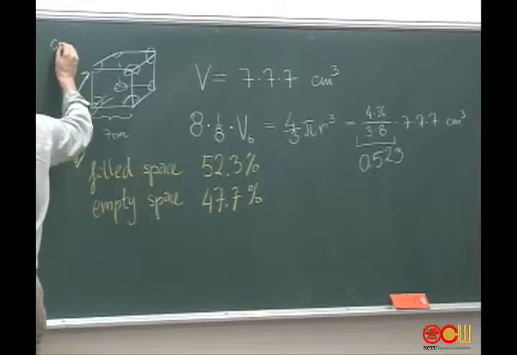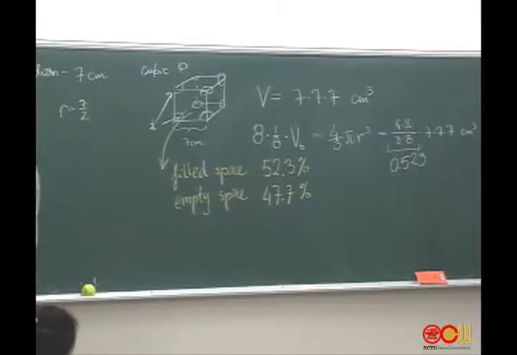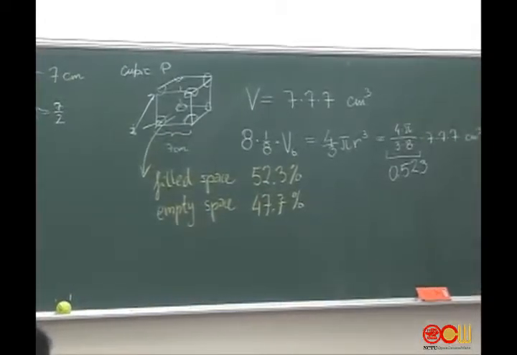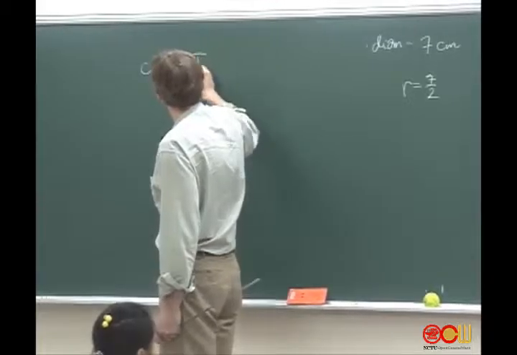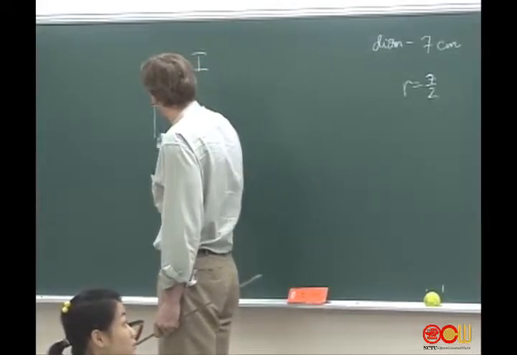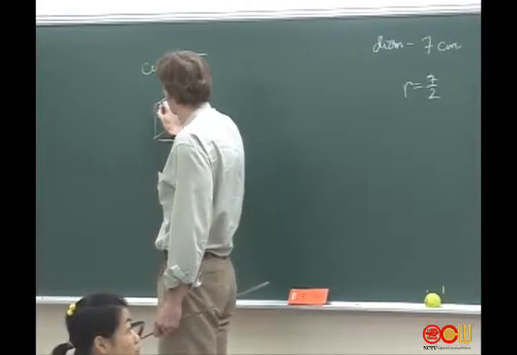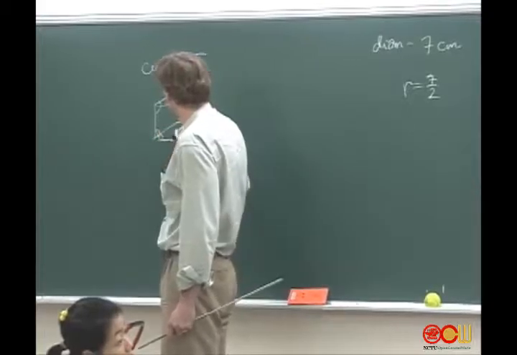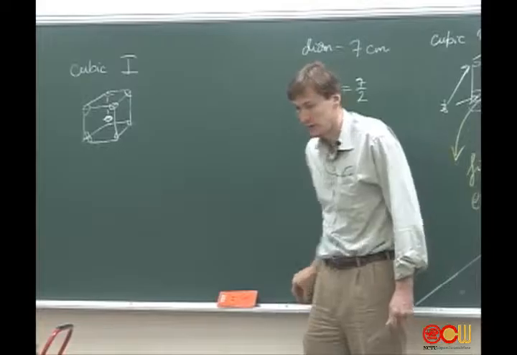Now we are going to the next one. This was the cubic primitive. Now we are going to the cubic body-centered. What was the symbol for the body-centered? Cubic I. So again, we have atoms on the corners and 1 in the middle. Good, let's build this model.